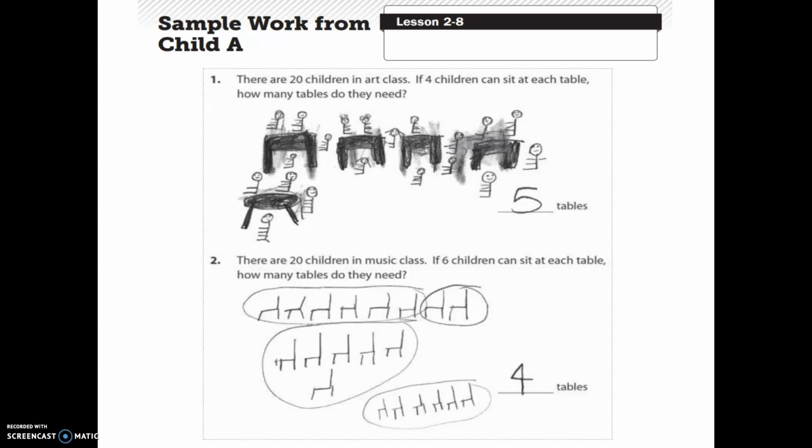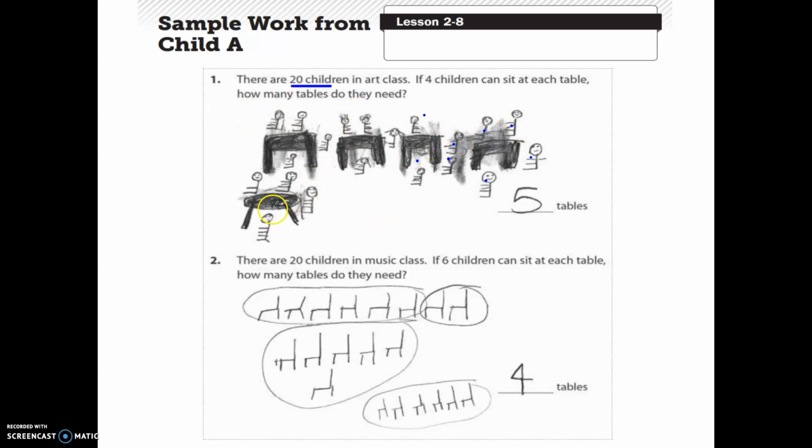Let's think about what they did. Well, they really went to town drawing pictures, didn't they? All right, so here are the different tables at the art class. So it looks like maybe they drew one table and gave it 4 kids, another table and put 4, another table and put 4, another table and put 4, and then the last table and put 4. So let's count those people up. 1, 2, 3, 4, 5, 6, 7, 8, 9, 10, 11, 12, 13, 14, 15, 16, 17, 18, 19, and 20. So there's our 20 children, and there are 4 at each table.